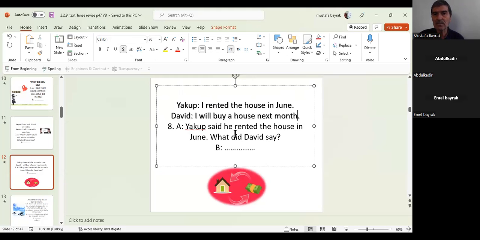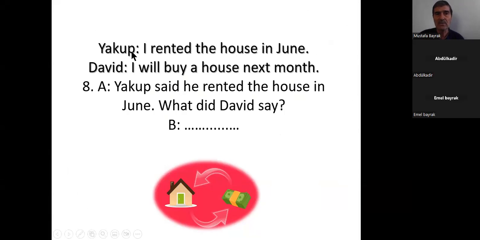Mount. Yes. I will buy a house next month. Okay, this is the dialogue between Jacob and David. Now let's be familiar with the dialogue between A and B. And at the same time, let's be familiar with English.